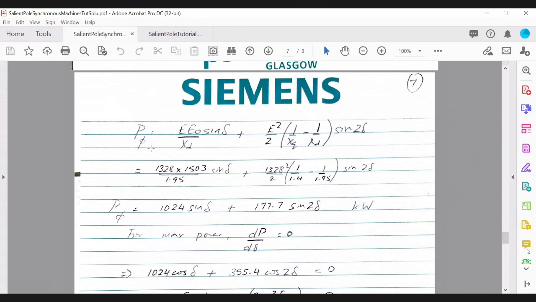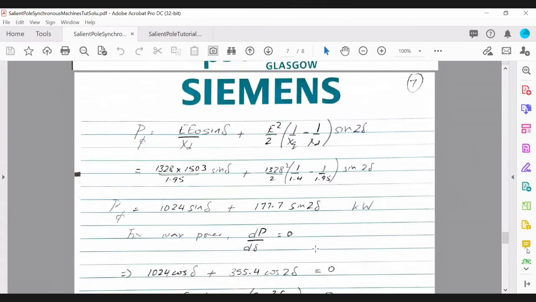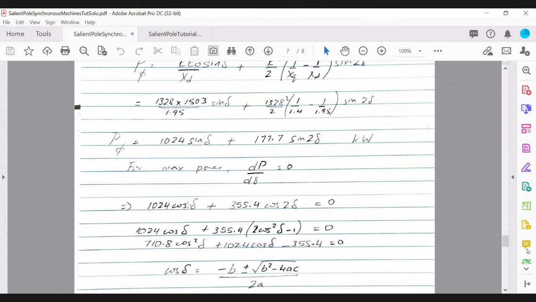So substituting your values that you solved in part A into this equation, you end up with a power per phase equal to an expression like this, which is 1024 sine delta plus 177.72 sine 2 delta in kilowatt. Okay, so this is what your equation looks like in kilowatt. And if they ask you for the maximum power, you can equate dP by d delta to 0. So we differentiate this equation, equate to 0 and solve for delta.